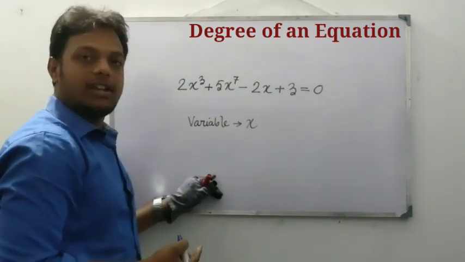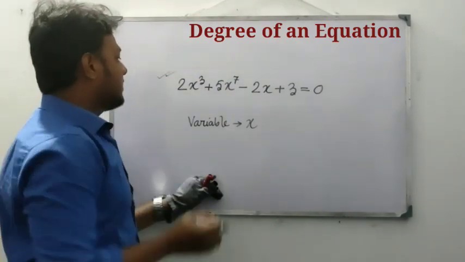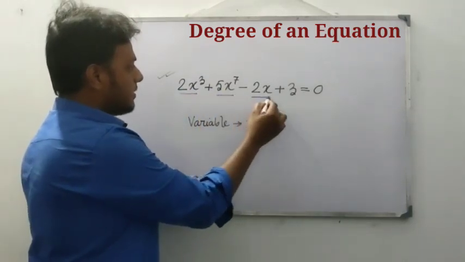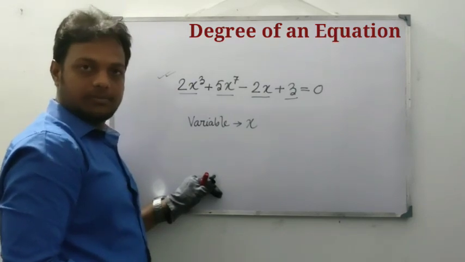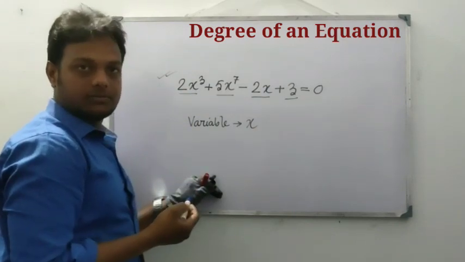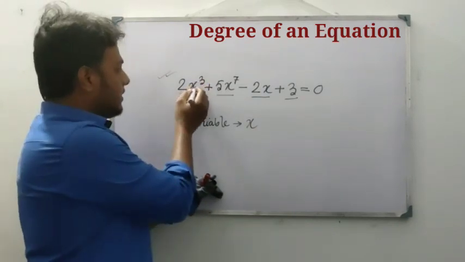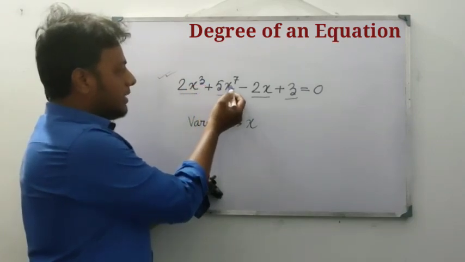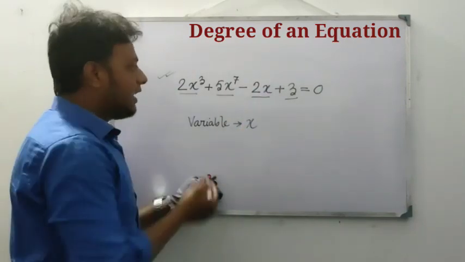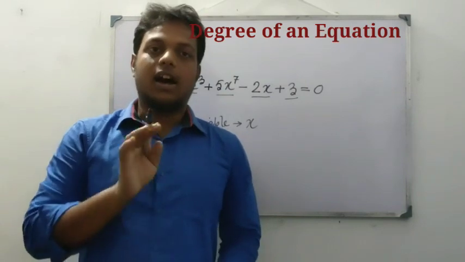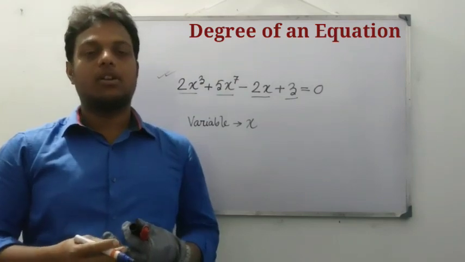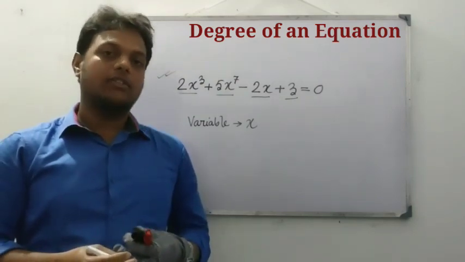Now how to find the degree of this equation? See how many terms are there? There are 4 terms. Total 4 terms are there. So what is the degree or power of the individual terms? The power of x in the first term is 3, in the second term the power of x is 7, and in the third term the power of x is 1. The degree of an equation is the highest power of the variable.